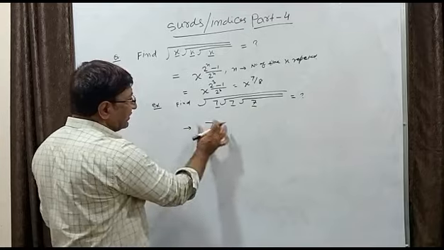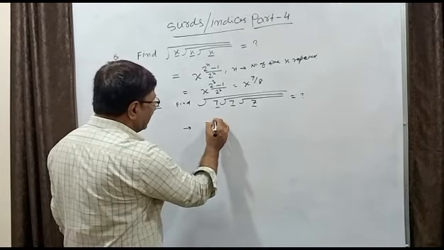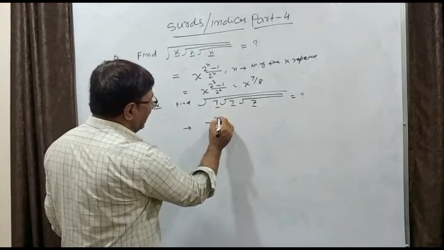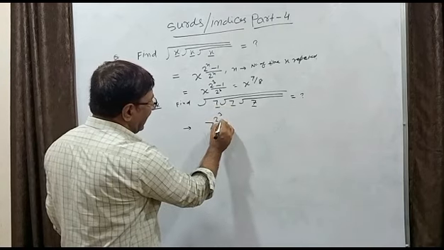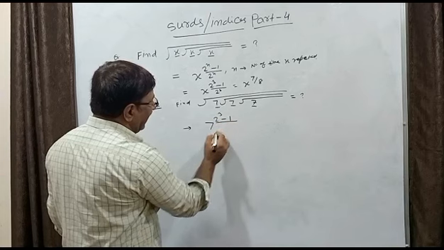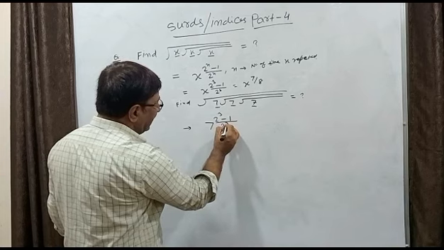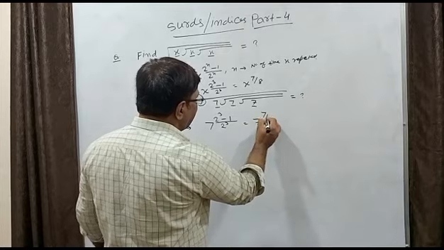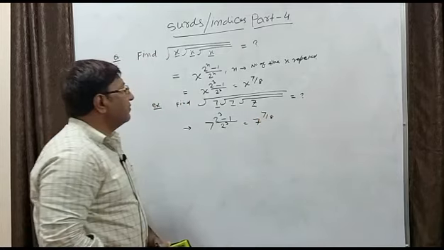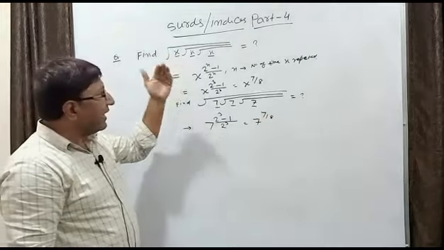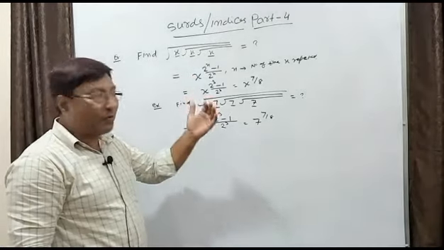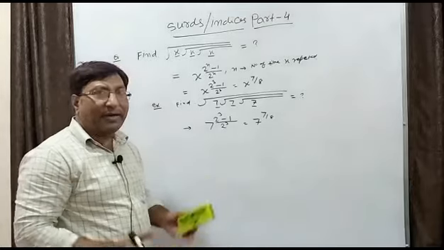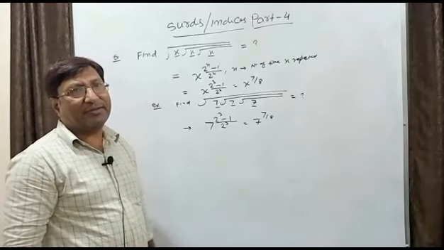So our answer is 7 to the power. Now this is 2, and how many 7s? 1, 2, 3. So 2 to the power 3, and here minus 1, and here again 2 to the power n, that is 3. So we will get 7 to the power 7 by 8. This number x may be any number, maybe 2, 3, 4, 5, 6, any number. So here 7 to the power 7 by 8 is our right answer.